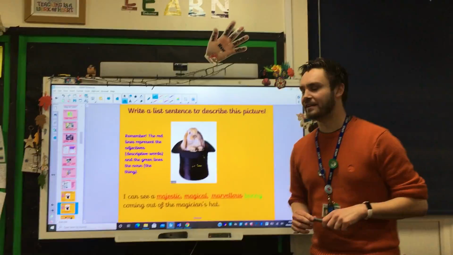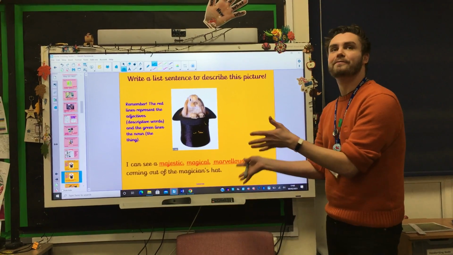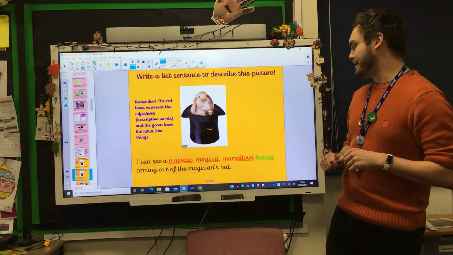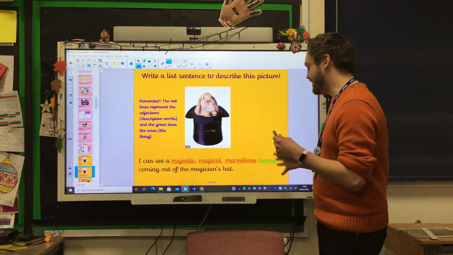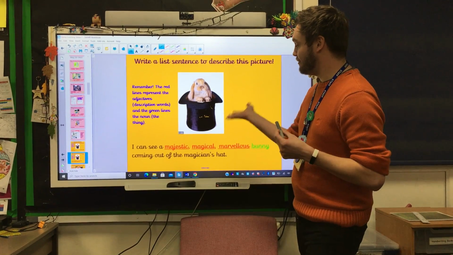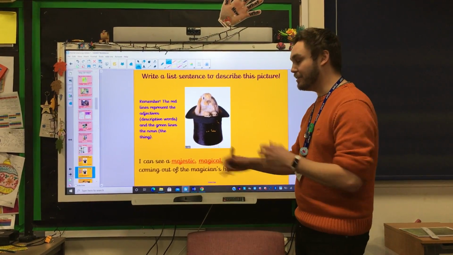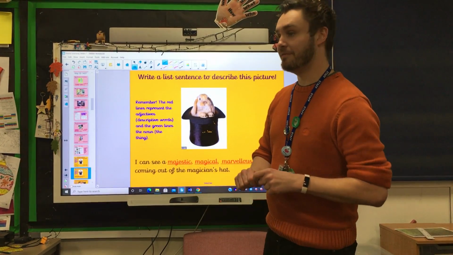And today I have given an answer there as well. So you will find you can put many different things. Of course, I can see a majestic, magical, marvellous bunny coming out of the magician's hat there as well. That would be what you're looking for, because the bunny, of course, is coming out of the hat. Of course, Year 4, feel free to include an opener as well. Excitedly, I can see that is the sort of thing we're looking for too.